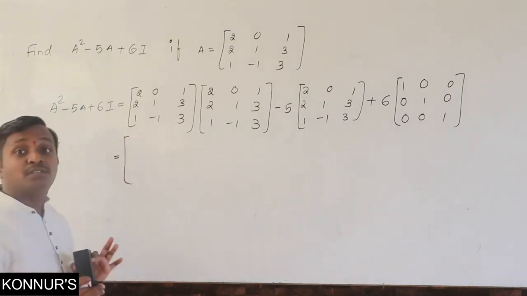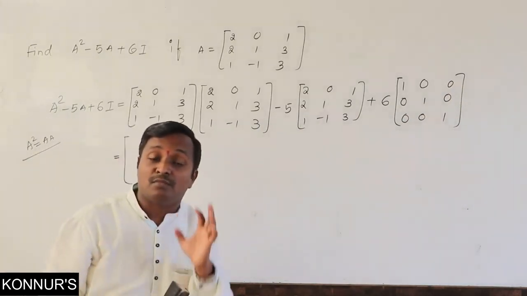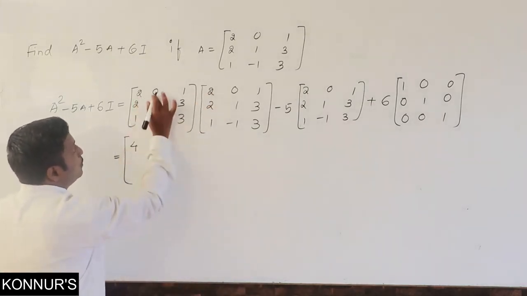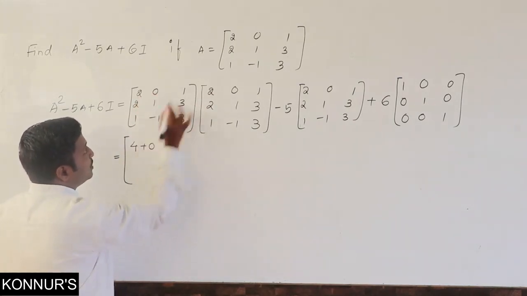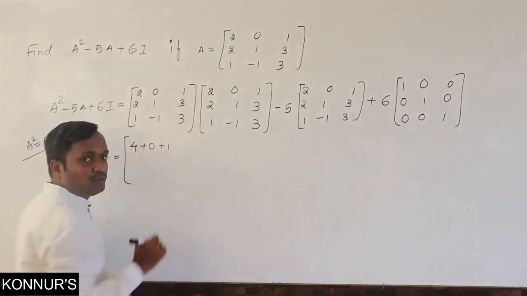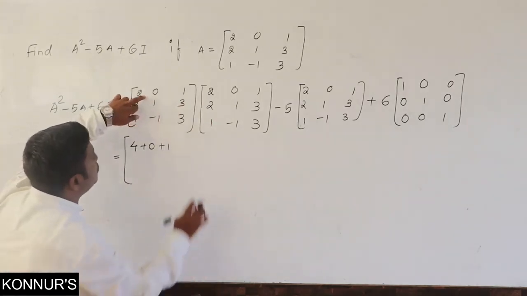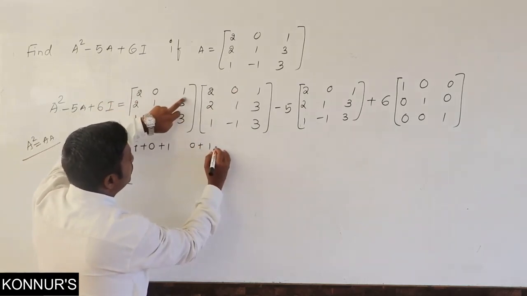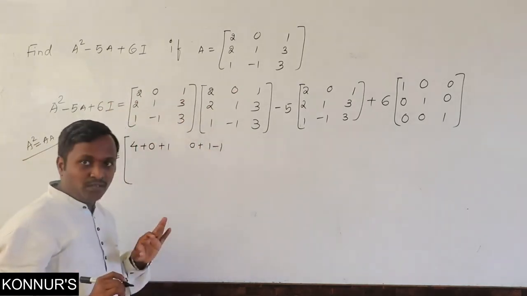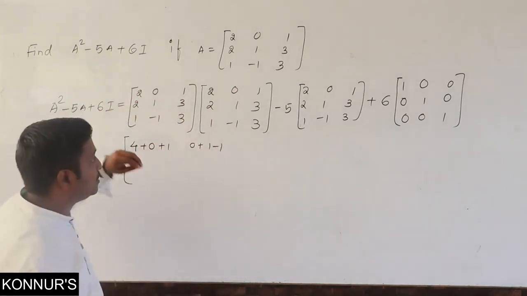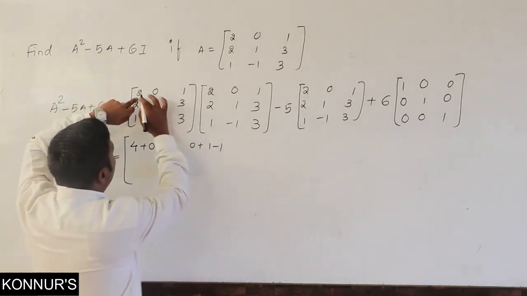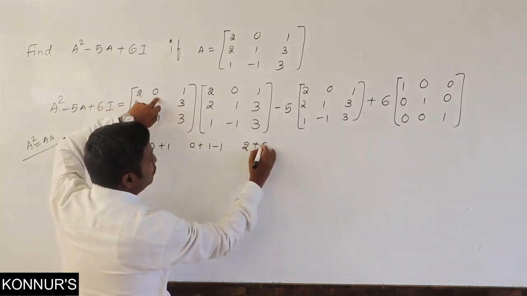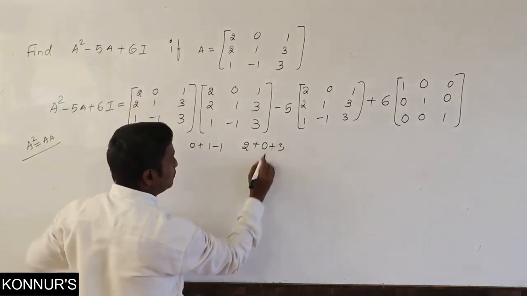How to find the product? First row, first column, first row, second column, like this. Now, what I will do? 2 into 2, 4. 0 into 2, 0. 1 into 1, 1. First row, first column over. Next, first row, second column: 0, 1, minus 1. Be careful, slowly, like what I did in the last class problem, very complicated. 2 into 1, 2. 0 into 3, 0. 1 into 3, 3.